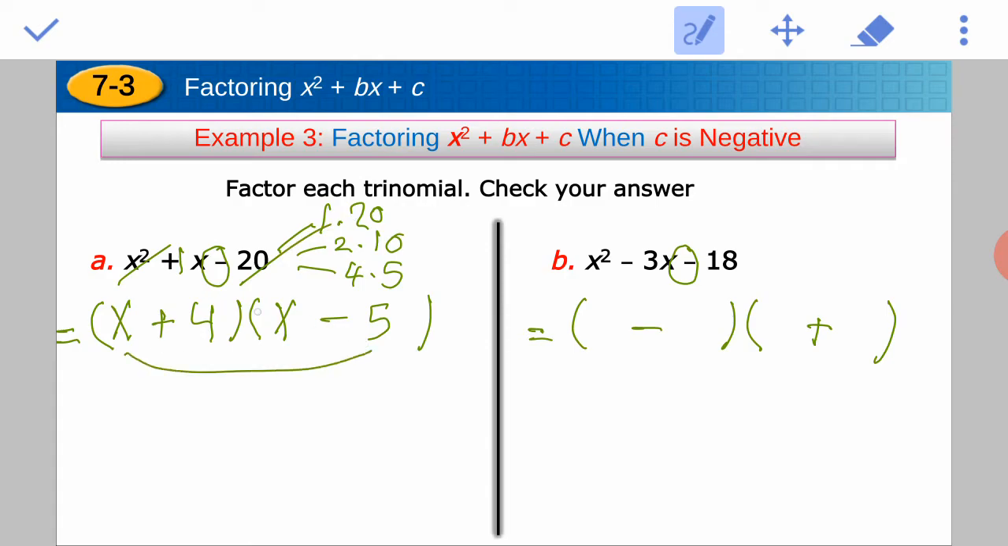Now it's time to do the outer and the inner to get the middle term. X times negative 5, it's negative 5x. Plus 4 times x, it's a plus 4x. What is the sum of negative 5 plus 4? It's a negative x. Ask yourself, is your middle term negative x? Actually, no. It is not negative x, it's a plus x. So what shall I do? You can switch the signs. You can make this one minus.